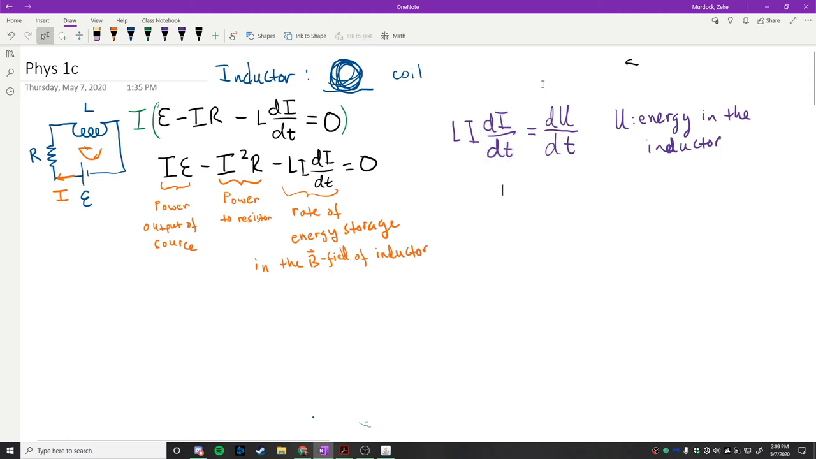And that would mean that the rate at which energy was being stored in the inductor is negative, which effectively means that it's losing energy. But what happens is that energy that it loses, it sends right back into the circuit. So it basically makes it so the current won't shut off instantly. It takes some time for the magnetic field that's produced inside of the inductor to decay.